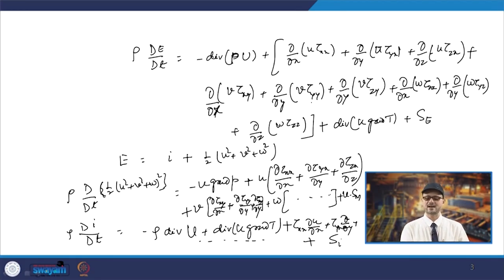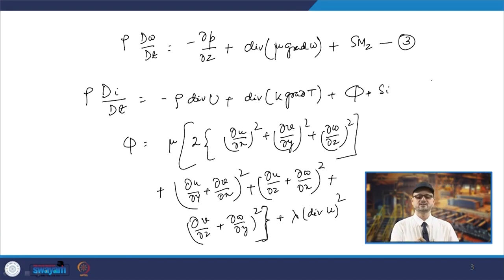For just understanding, you have here the div of k grad T, and this term was here. So if you put that in this term, you will get this term, and this Φ will come like this. So this is about the Navier-Stokes equations which will be solved. Normally, we solve with the proper boundary conditions, and then a solution methodology is adopted, and then we get the proper values of output parameters, which we will see in our coming lectures. Thank you very much.